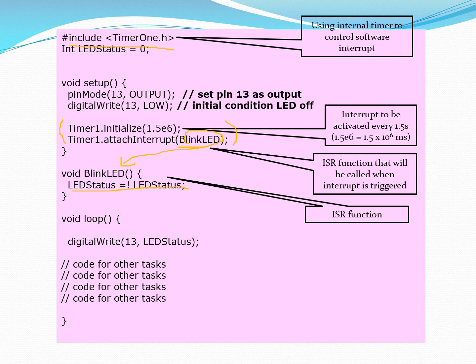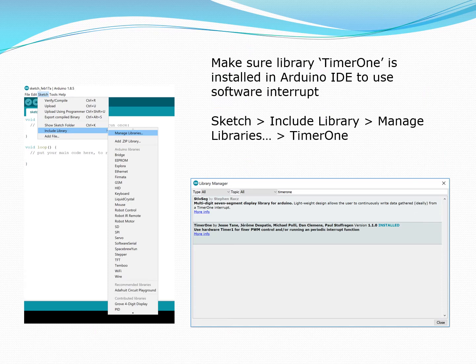So this is the difference between hardware control and software control. The advantage of software control is to minimize the number of hardware components used in the circuit. Make sure the Timer1 library is installed in the Arduino IDE to use the software interrupt. You can check for the Timer1 library in Sketch, Include Library, Manage Libraries, and Timer1 library. If your IDE doesn't have this Timer1 library, you can find it in open source, download it, and just attach it to the library of the IDE.